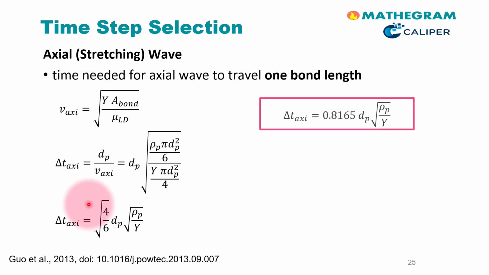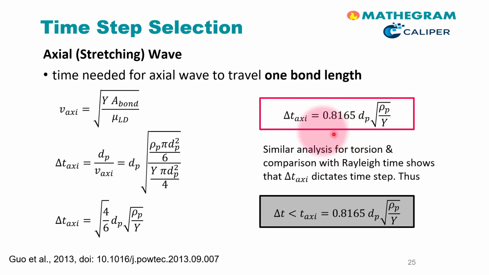If we now evaluate the leading numerical term, we see that the time step restriction from the axial vibration is considerably more critical than that from the bending motion. Thus, delta t axis dictates the time step in a bonded particle model simulation and is even more restrictive than the restriction due to the Rayleigh time. With this, we can close this chapter now and move on to our summary session.